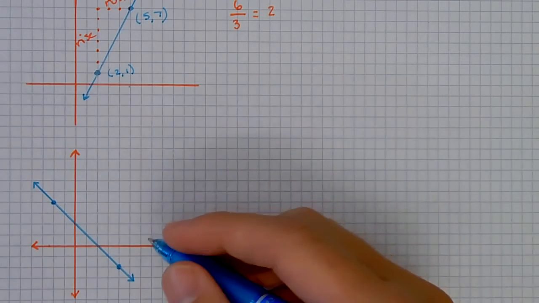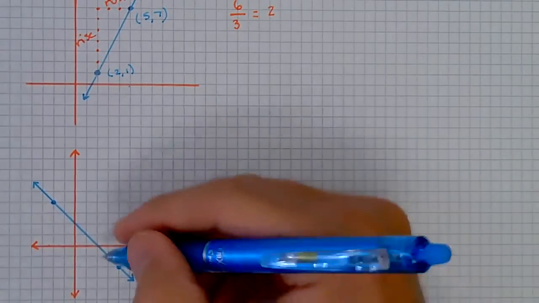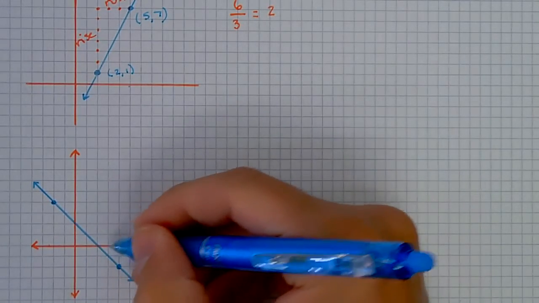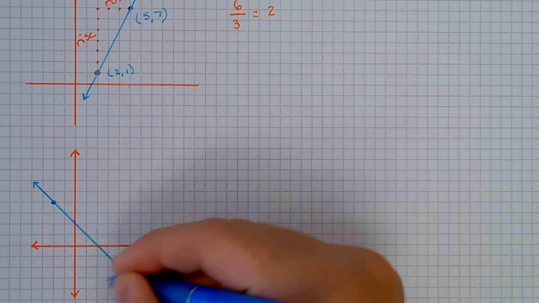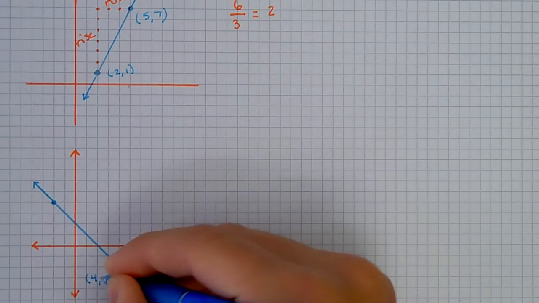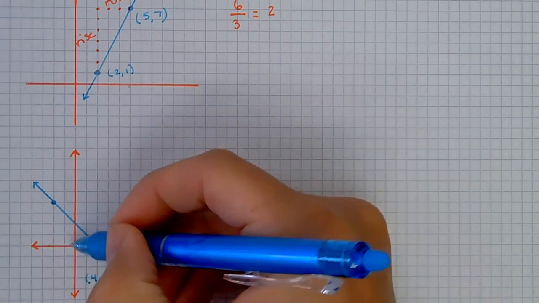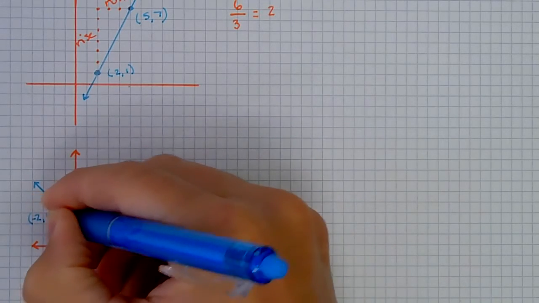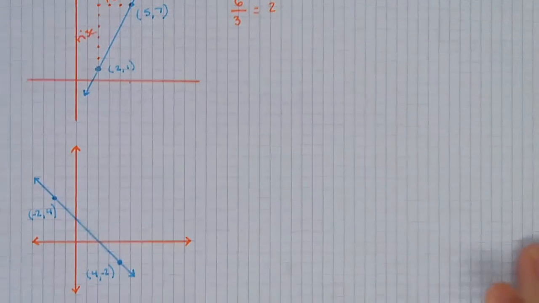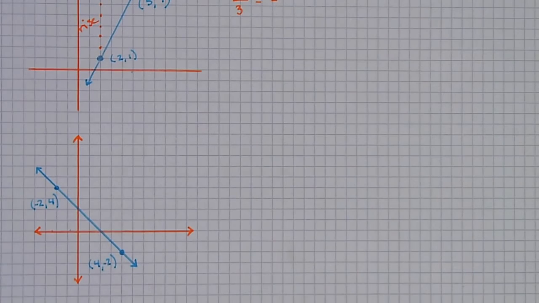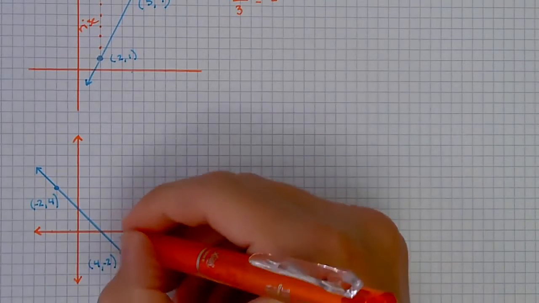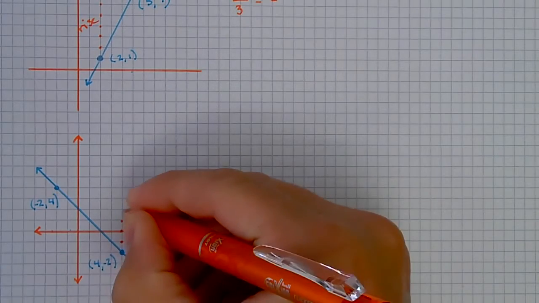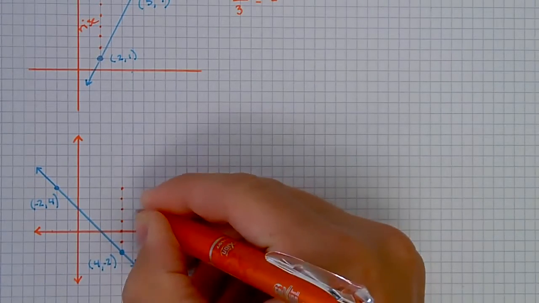Let's take a look at a couple different scenarios. Here are the points (-2, 4) and (4, -2). So we can do the same thing. I'm rising up 1, 2, 3, 4, 5, 6.